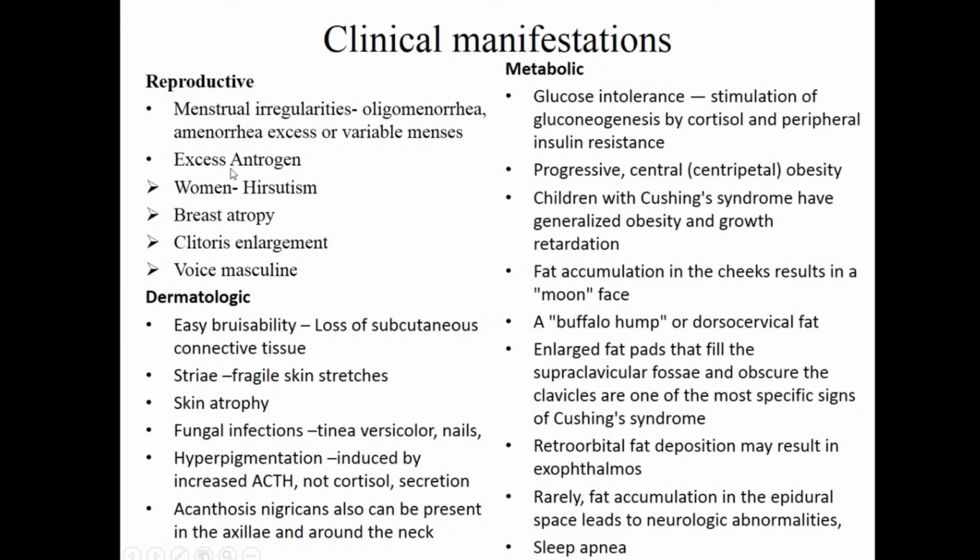So excess androgens are mostly seen in patients who have cancer or tumorous conditions of the adrenal glands. When you have tumorous conditions of the adrenal gland, there will be secretion of all the hormones of the adrenal glands, so ultimately there will be excess androgens also. In women, there will be hirsutism, increased hair growth, breast atrophy, clitoris enlargement, and masculine voice. Okay.